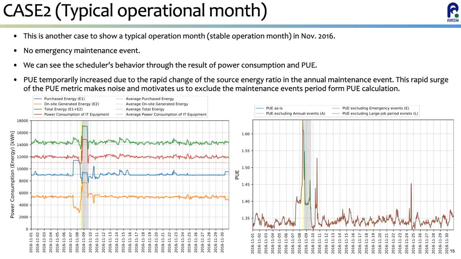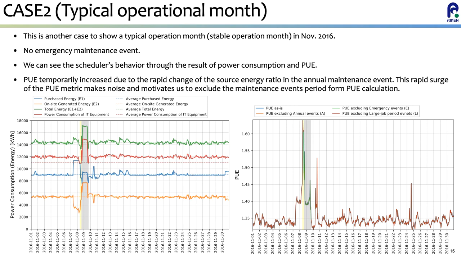This is another case to show a typical operation month, November 2016. This month had only types of annual maintenance and large period events. That means it is a typical example of a stable operation month. As in the previous slide, we used background colors to indicate event types. As you can see, power consumption decreased approximately 24 hours before entering the scheduled large job period.